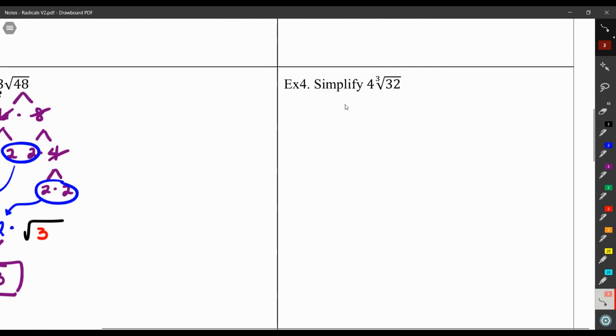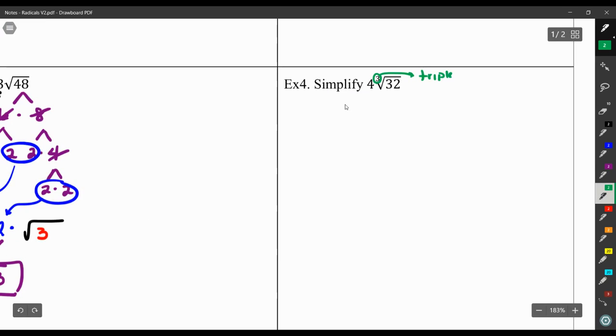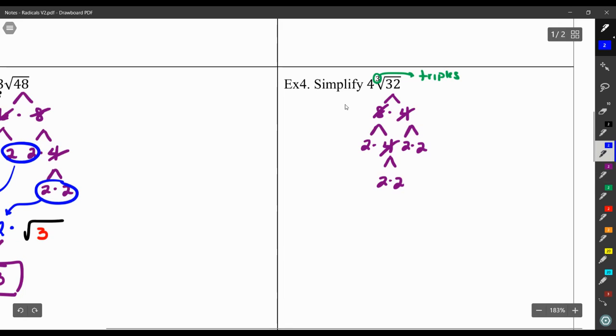Let's look at number 4. So I know this is a cube root because of the index of 3. This is telling me to look for triples. And so we're going to break down 32. I can do 32 as 8 times 4. I know that 8 is 2 times 4. And I know that 4 is 2 times 2. So lots of things got broken down on that side. I can break 4 into another 2 times 2.